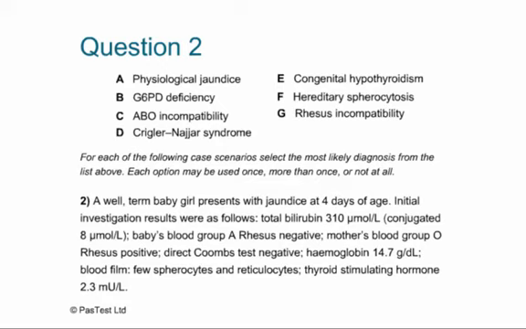Once again, picking the salient features from this scenario, we have what appears to be a well-term baby presenting at 4 days of age with an unconjugated hyperbilirubinemia. Her blood film demonstrates evidence of hemolysis in the form of spherocytes and reticulocytes, and there is a setting for ABO incompatibility, as in her mother's blood group is blood group O and her blood group is blood group A. The thyroid stimulating hormone is within normal limits. The most likely diagnosis in this situation is C, ABO incompatibility.